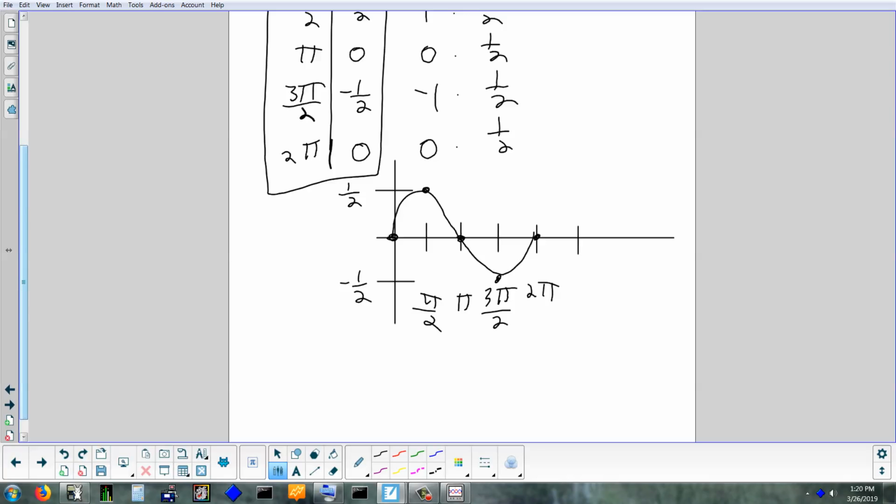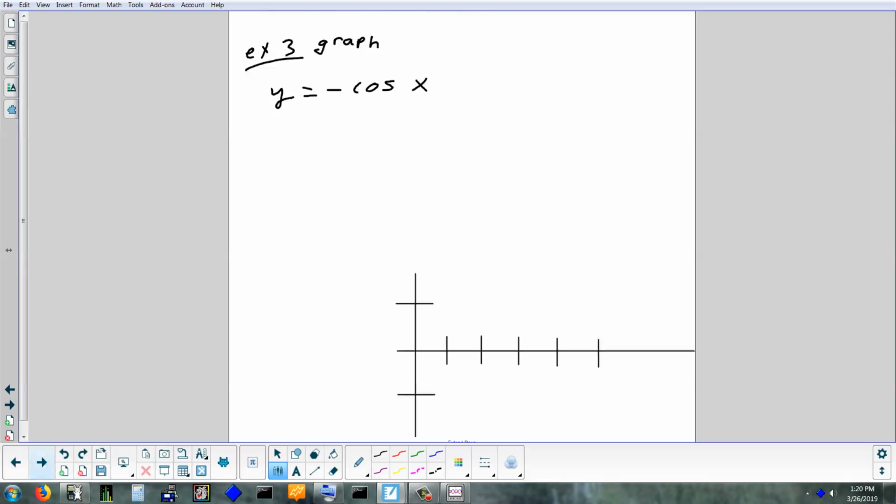Okay, so I told you that when you put a negative in front, it does do something. So we're going to see what the negative does. Does anyone have an idea of what the negative will do? Okay, you could pretend like it's a -1. Yep, it's the same thing.